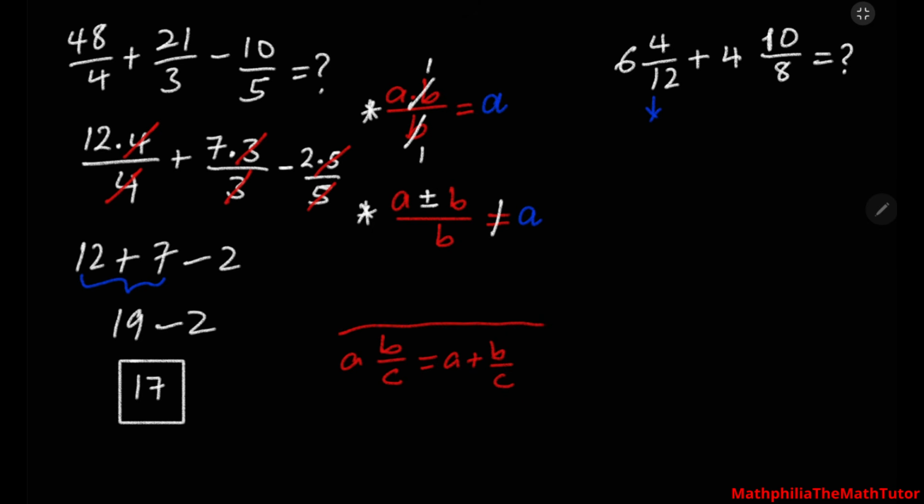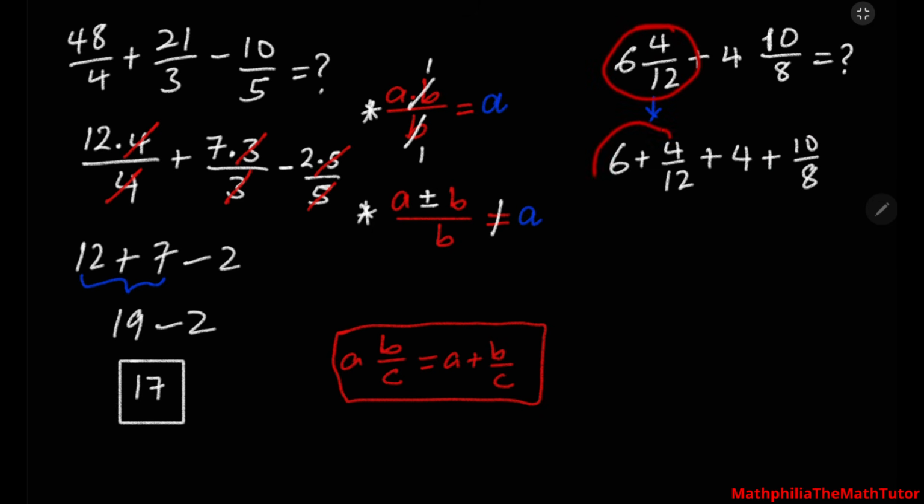Just as a side note here. Okay, this is the same as 6 plus 4 over 12. All right, then plus, again, this mixed fraction here is the same as 4 plus 10 over 8, sorry, I forgot the 4. So this here is the same expression, okay? It has the same meaning. And this 4 whole number, 10 over 8, is also the same as this. All right?